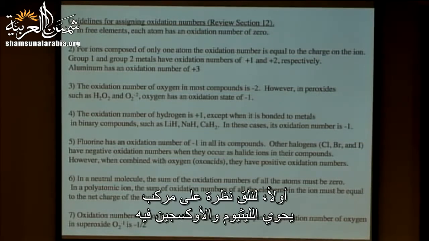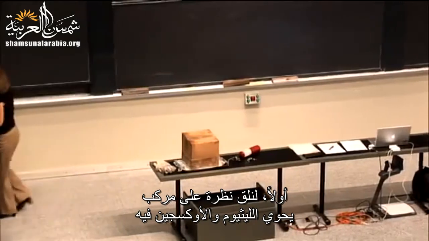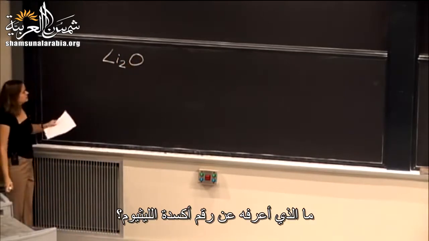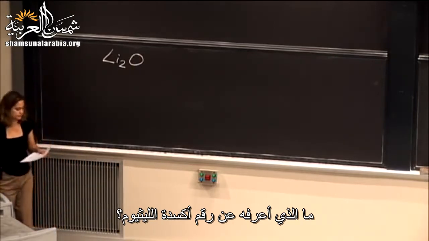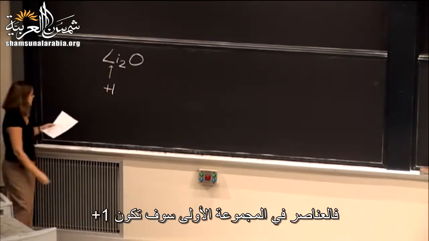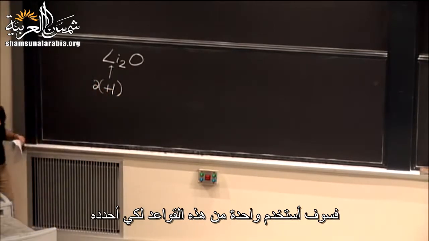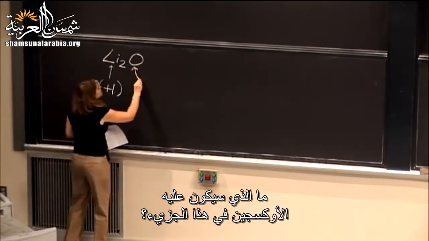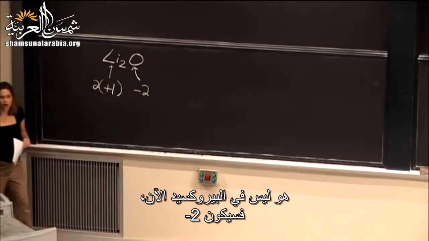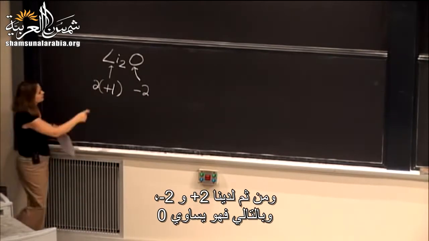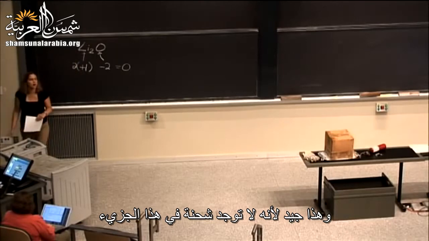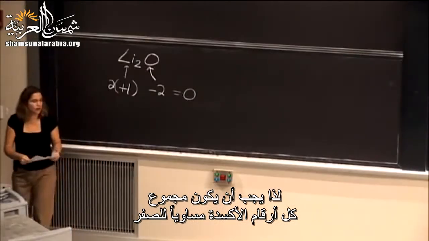Let's go down here. First, let's look at a compound that has lithium and oxygen in it. What do I know about lithium's oxidation number? What's it going to be? Plus one. Things in group one are going to be plus one, and I have two of them. So we're going to be using one of those rules up there to assign it. What about oxygen? What's oxygen going to be in this molecule? Minus two. It's not in a peroxide here, so it'll be minus two. And then we have plus two minus two is equal to zero. That's good because there's no charge on this particular molecule, so all of the oxidation numbers should add up to zero. That's also one of our rules.